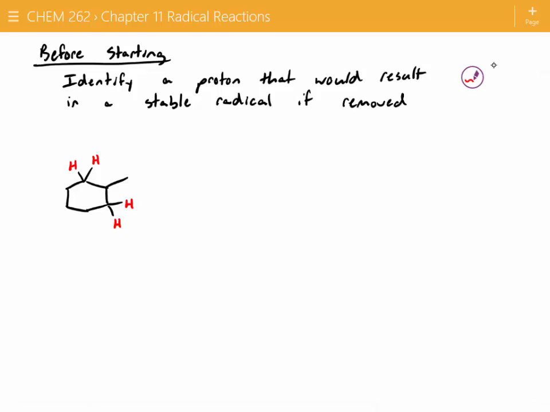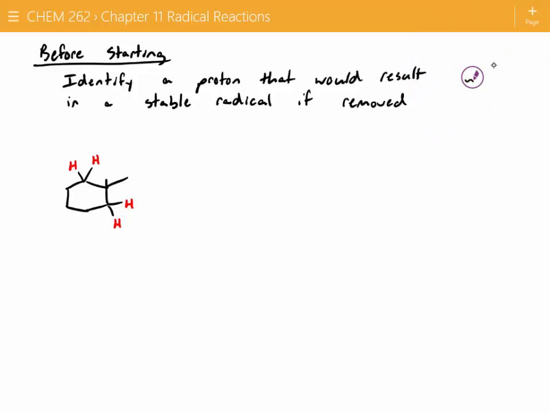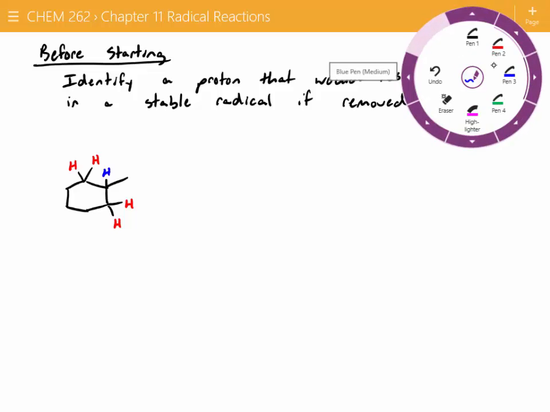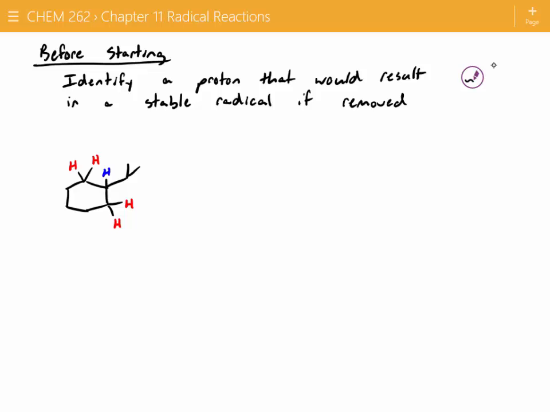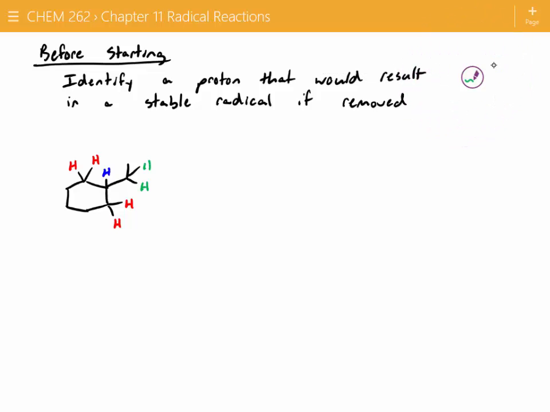So they're on a secondary carbon, right? If we look at this carbon here, it also has a proton. We'll label that blue. That's on a tertiary carbon. And if we look at that methyl position, we've got 3 different protons, and I'll label those green. And that's on a primary carbon, right?